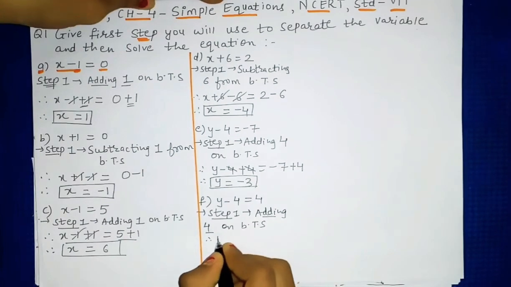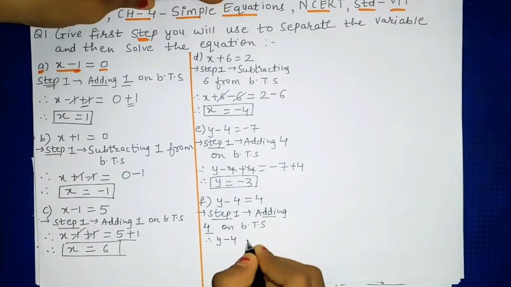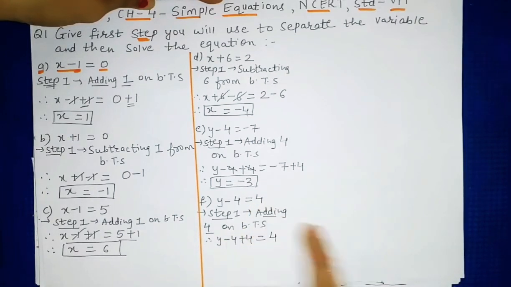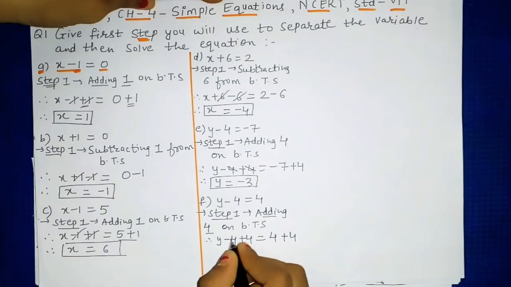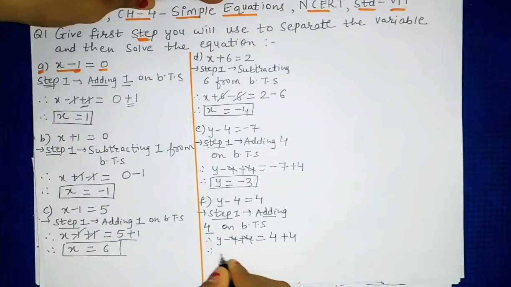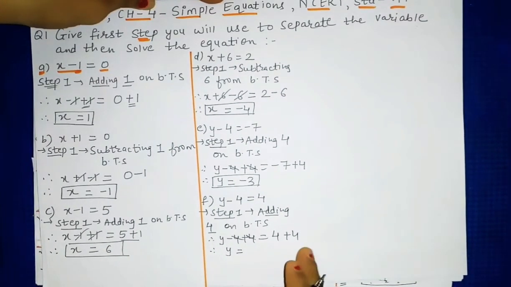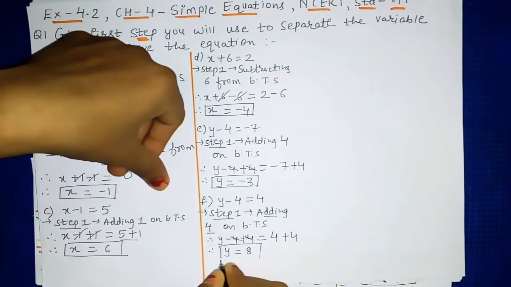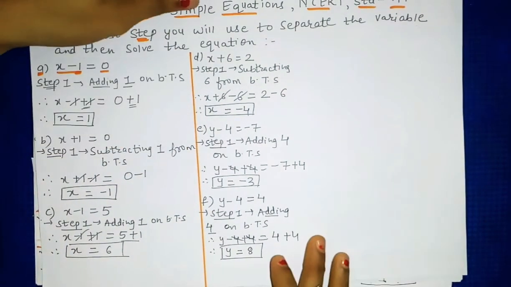So our LHS is y minus 4. We will do here +4. And that side 4 is given. So again we will do +4. जो भी दिया है उसमें +4. So here -4 plus 4 cancels. So here y left and here 4 plus 4, 8 is left. So y equal to 8. So this is the answer of this one.